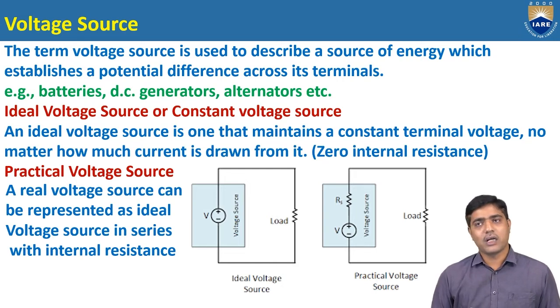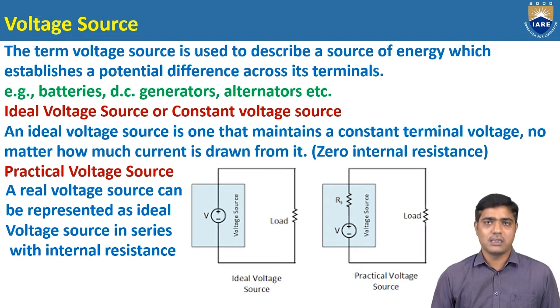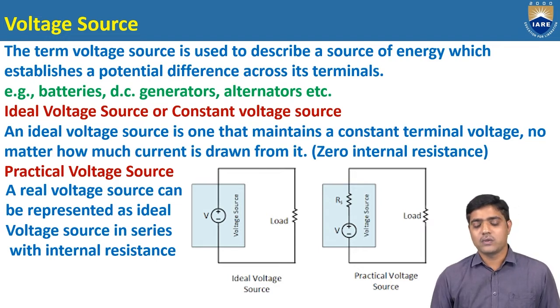And what are the various types of voltage sources available? For example, batteries are a voltage source. DC generators, which produce electric power, are also a voltage source. Alternators, which generate voltage, are also examples of voltage sources. And there are two types of voltage sources: basically, ideal voltage sources and practical voltage sources.